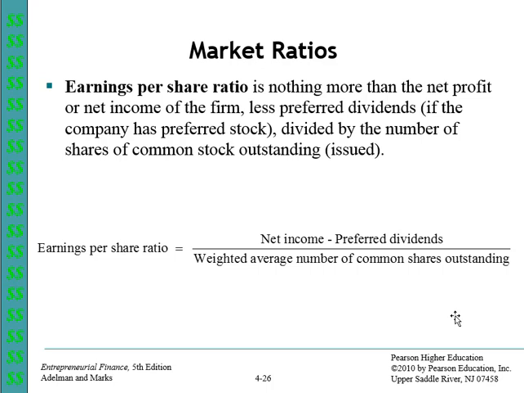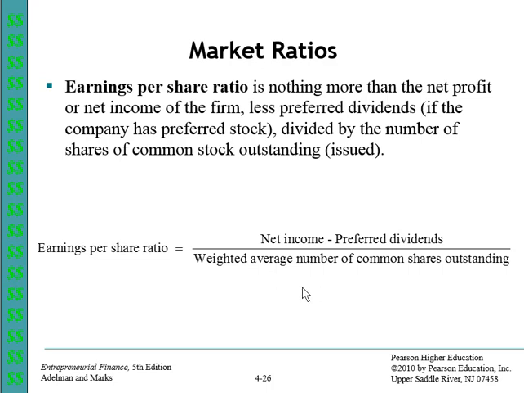If we look at market ratios, there are a couple of different things we need to calculate before we get there. The first thing we need to understand is something called earnings per share. And if you've looked at financial statements or you've studied financial statements, you know that this is a number that's published. It's very easy to find.